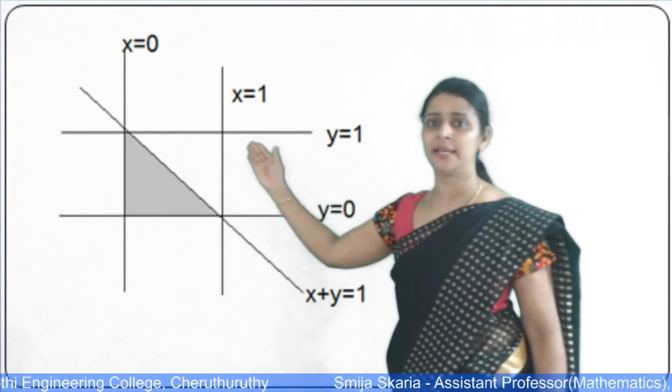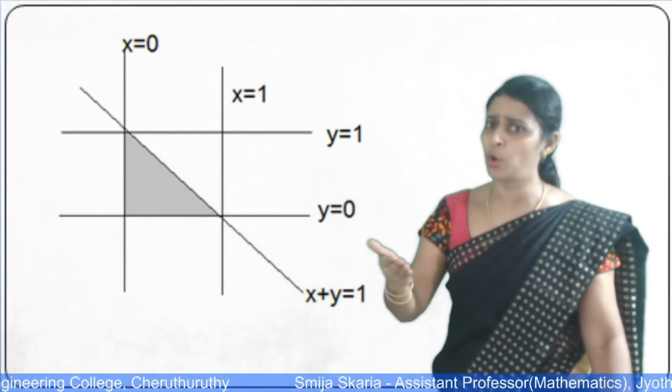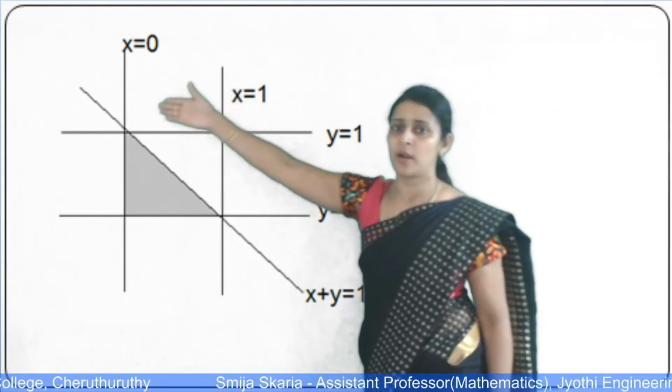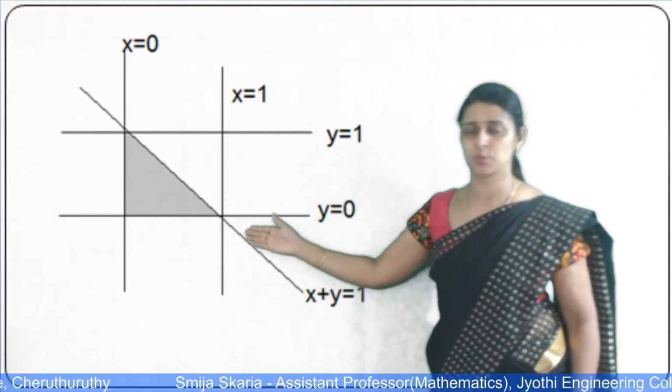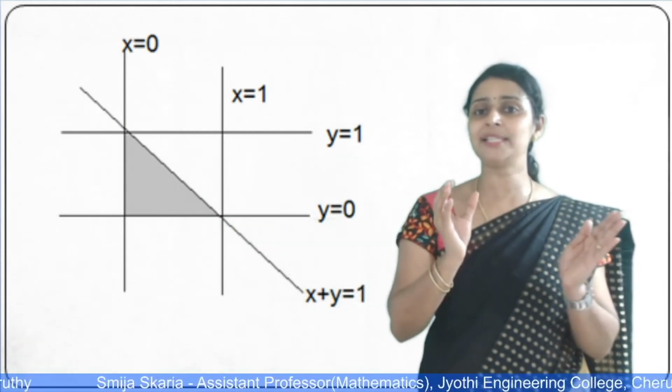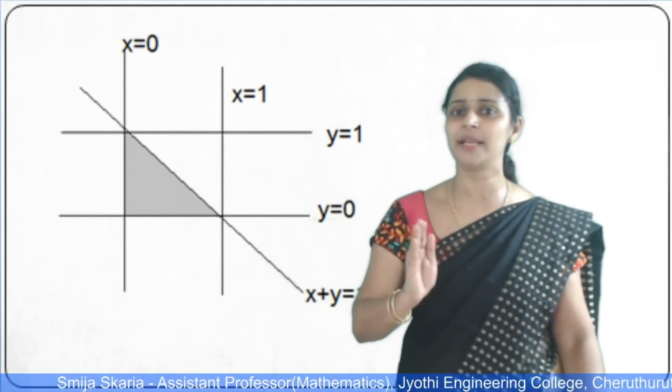And now this is the line xy equal to 1. And you know how to draw the line of x plus y equal to 1. So we get x plus y equal to 1. So this is the line x plus y equal to 1. Now we have to take the region, which is the required region. X lies in between 0 and 1, 0 less than x less than 1.